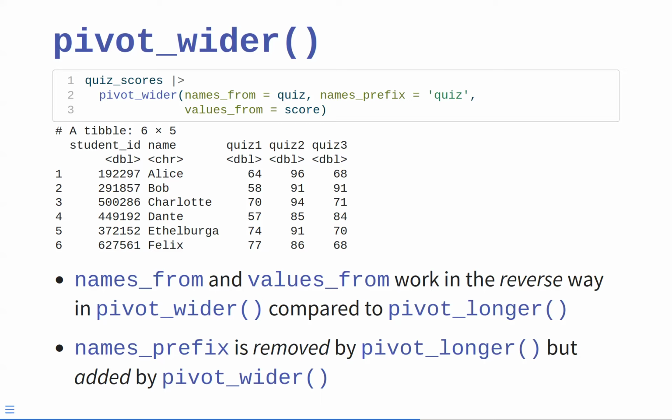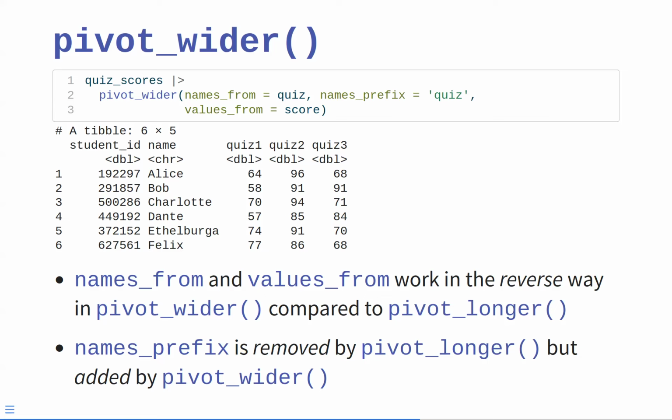Now, the arguments that we need to specify for pivot wider are names from, values from, and names prefix. Well, we don't have to specify names prefix, but we have to specify names from and values from. So let's talk about how these different arguments work. Names from and values from work in exactly the opposite way in pivot wider as they did in pivot longer. So in this instance, names from says, hey R, where can I find the names that I'm going to use to construct my columns?